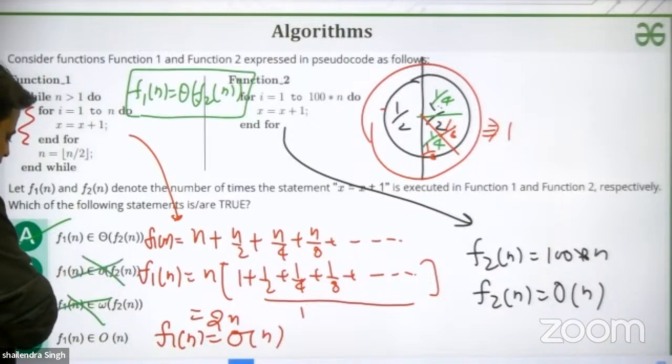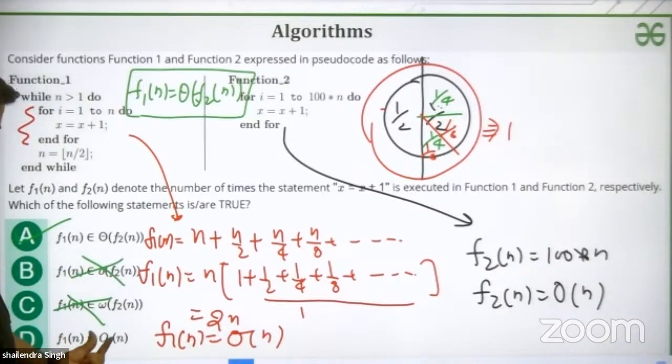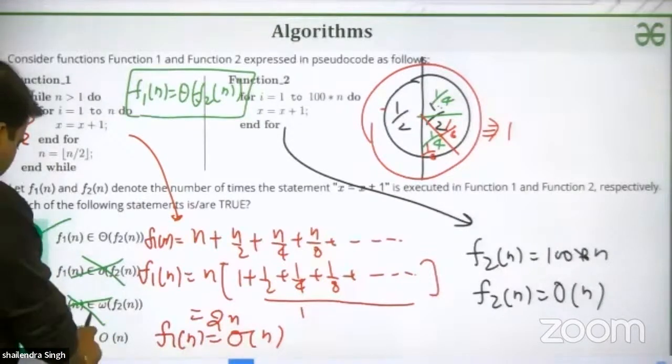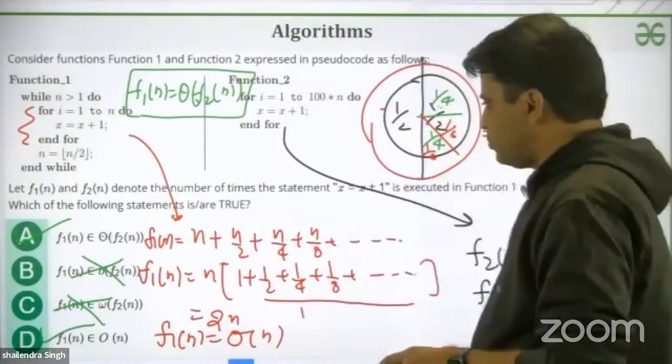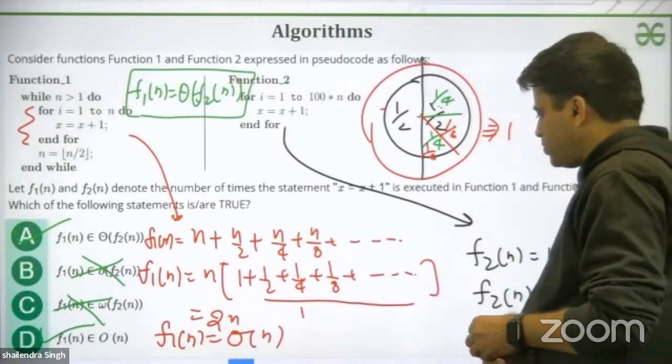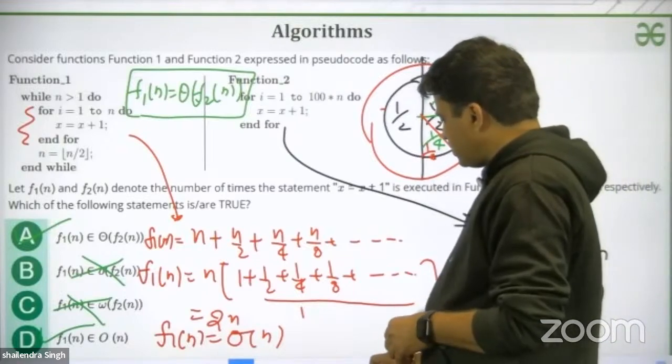And in this case, this is an upper bound. This is also wrong. And f1(n) equals order of n, this is also true. Dear student, this is also true. So the right answers are A and D. Both are correct answers. Okay. So this is a very simple question. इस तरह के क्वेश्चन को आप सॉल्व कर सकते हैं. Come to the next question.